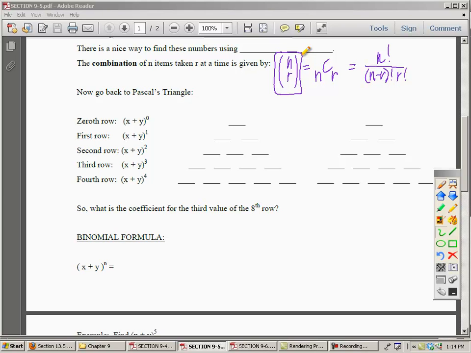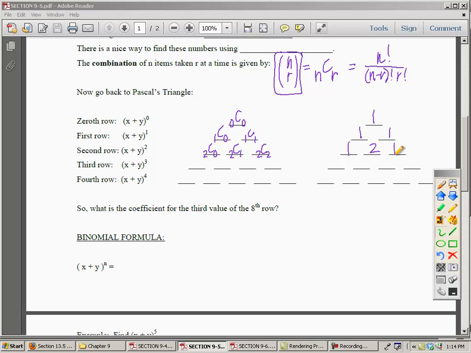So let's talk in terms of combinations. We always start with the 0 row, so we do 0 combinations of 0. This will give us 1 if you plug it in your calculator. For the first row, we start with 1 combination of 0, and then 1 combination of 1. Both of those give an answer of 1. Second row, we start with 2 combinations of 0, then 2 combinations of 1, 2 combinations of 2. So you start at 0 and you work your way up to the row. That gives 1, 2, 1.